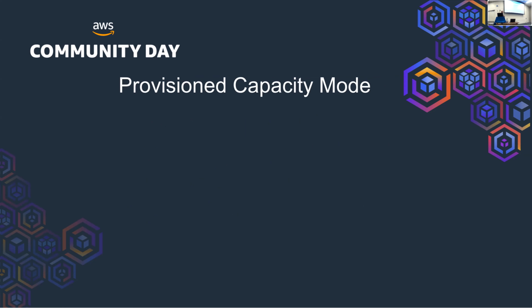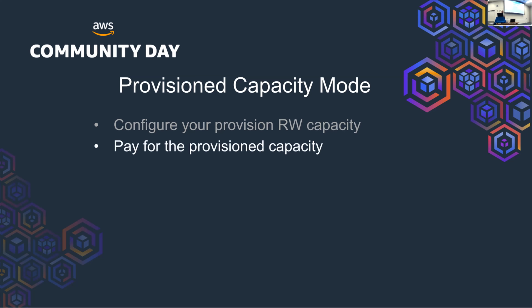Provision capacity mode is basically opposite. So you are paying for what you have provisioned for. So you define your capacity, and you can say that I want these many RCU and these many WCU always available to me, and you'll be paying for that. It does require capacity planning. So you have to plan what your application is going to need.